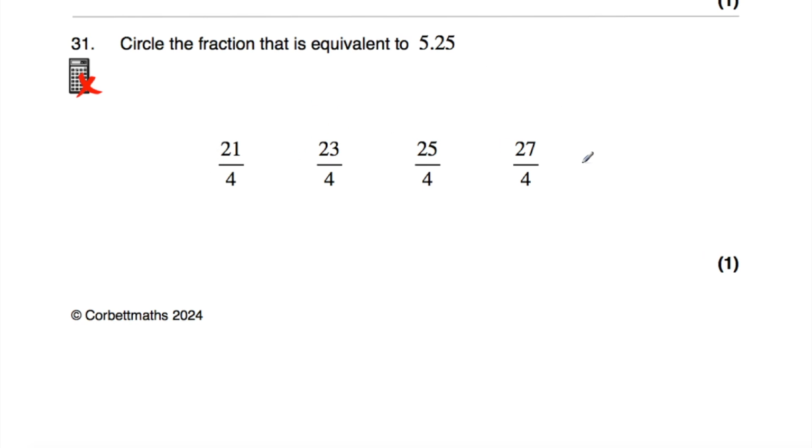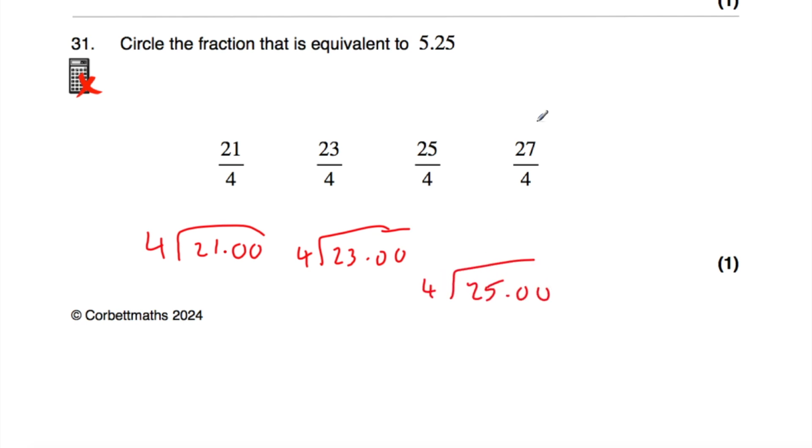So if I was to change these into decimals, I would do 21 divided by 4, 23 divided by 4, 25 divided by 4, and 27 divided by 4. I would do all of those divisions and see which one gives us 5.25, and hopefully it'll be one of the early ones.